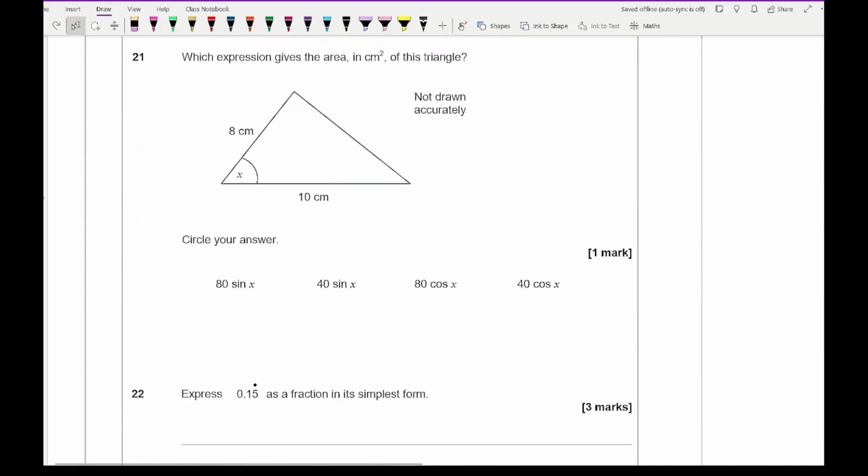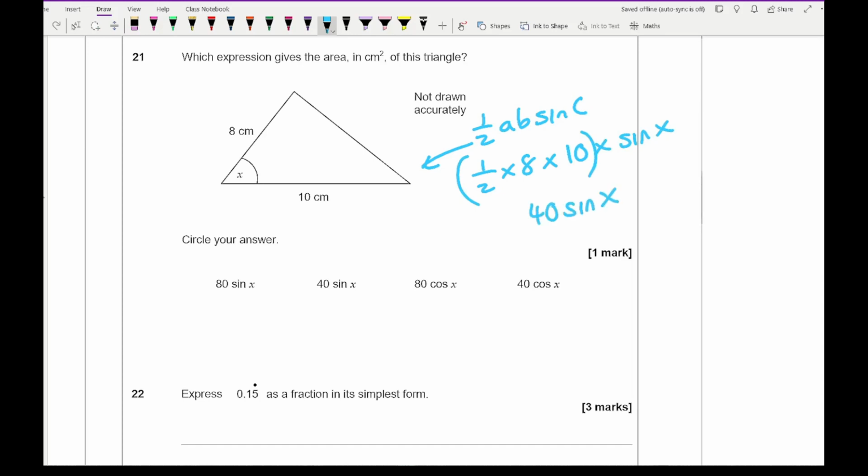Then looking at question 21, it says which expression gives the area in centimetres squared? Well, the area of this is usually base times height divided by 2, but we don't know that, so I'm using the formula of half ab sine C. So half times a, which is 8, times b, which is 10, times sine of x. Simplifying, 8 times 10 is 80, divided by 2 is 40. So we're looking for 40 sine x, which is our second option.